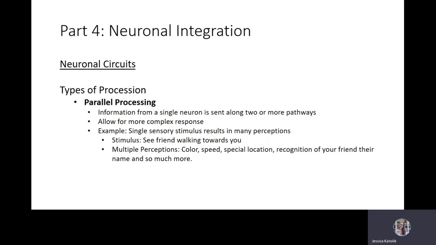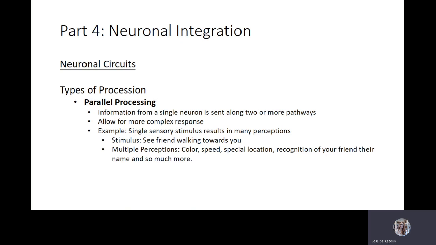So your book gives an example of seeing a friend walking. If you see your friend walking towards you, you're receiving a particular stimulus in the form of light, and the retina is picking that up and sending it to the brain. But what will happen is there'll be some parallel processing that will occur, and the neurons will form like divergent circuits that will send that information to different parts of the brain.